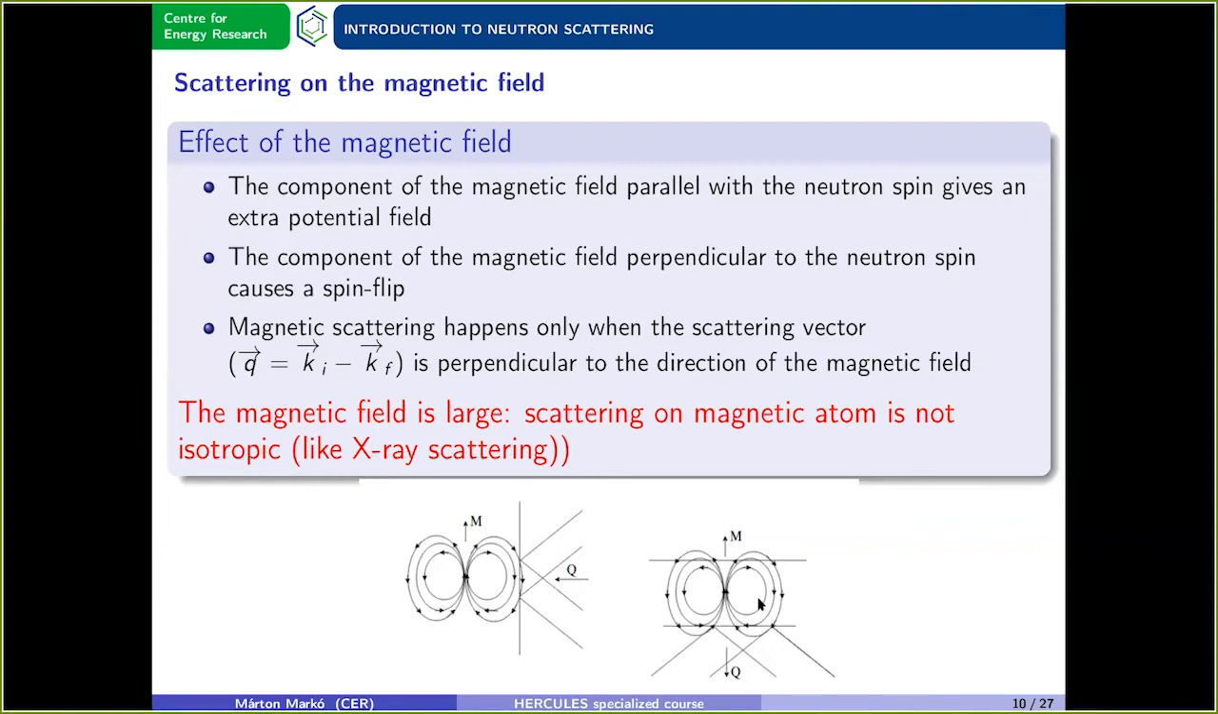And since the magnetic field is large, I mean much larger than the nucleus, then magnetic scattering on an atom is not isotropic anymore. It is just like the X-ray scattering, so we will see a decreasing intensity as we go to the larger scattering angles.